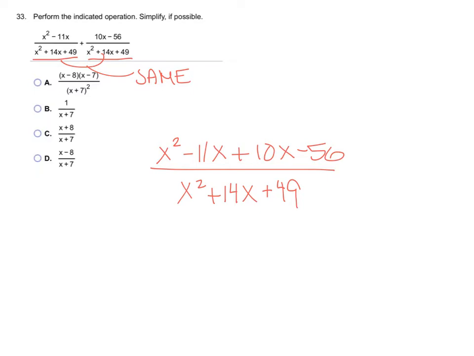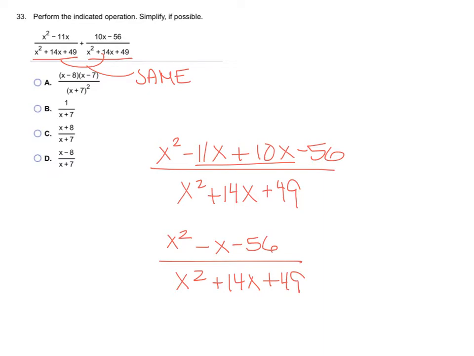Now all I need to do is simplify the numerator by combining the middle terms. So a negative 11x plus 10x gives me a negative x. Now I'm left with x squared minus x minus 56 divided by x squared plus 14x plus 49. Now that I added the two expressions together, I'm going to simplify this answer. To do that, we want to factor the numerator and factor the denominator and then cancel out any like terms.